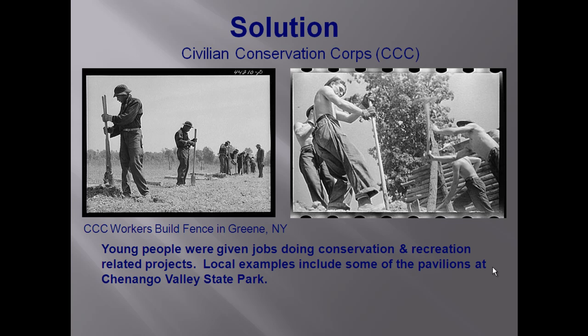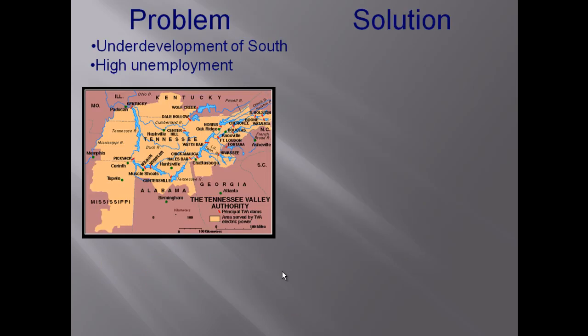And you can see the CCC workers putting up a fence in Green, New York. For this program, young people were given jobs doing conservation and recreation related projects. The Blue Ridge Parkway was built by the CCC. This too is part of recovery.